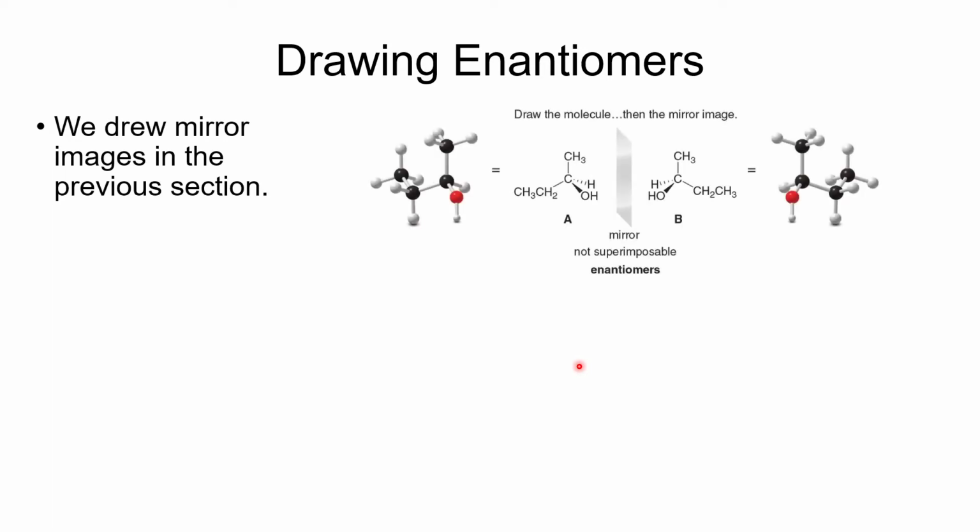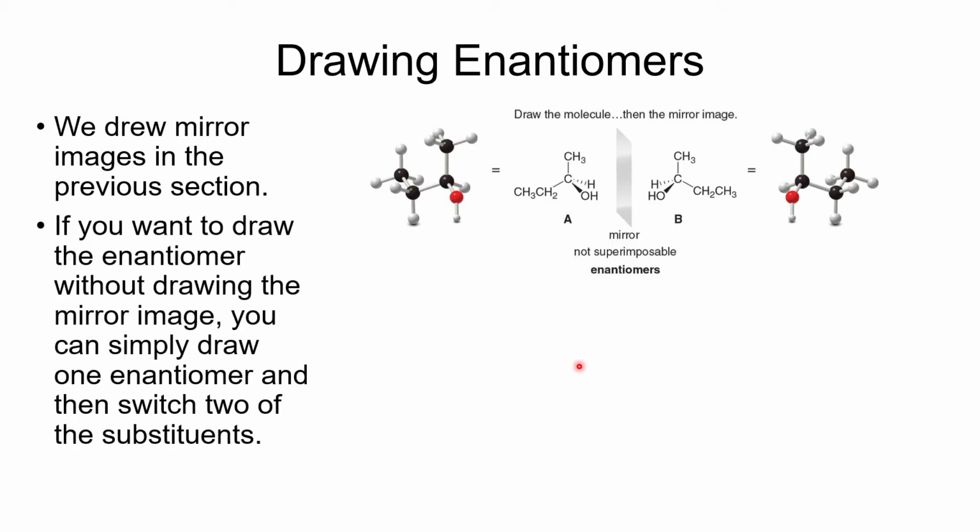When it comes to drawing enantiomers, in the previous section, we drew enantiomers by drawing the mirror image, and that's always one way that you can do it. If you have one stereogenic center, you can do this, and it's relatively easy. If you have one stereogenic center, there's another way you can do it, and that is simply to switch two of the groups on that stereogenic center.